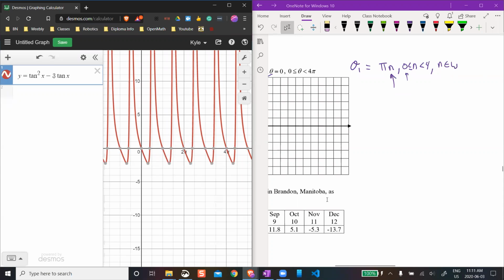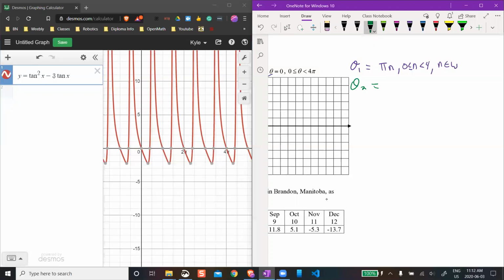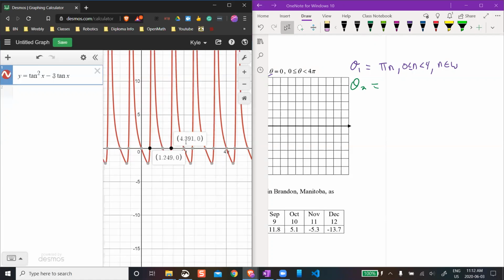Okay, so now the other part of this, the other answer would be angle 2, and now this one's not as nice, right? You can kind of see where it crosses here at 1.249 and then 4.39. It's kind of hard to even see the pattern here, but we actually do know the pattern that's happening, because this one was happening in steps of pi every time it crossed. The distance between this one and this one is also going to be pi. You can check it out if you want.